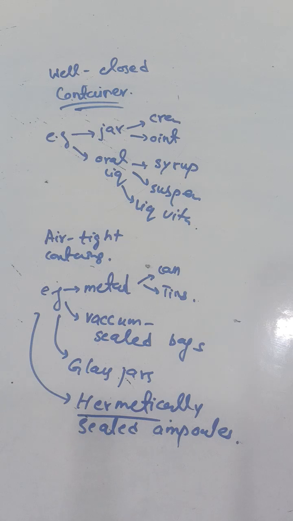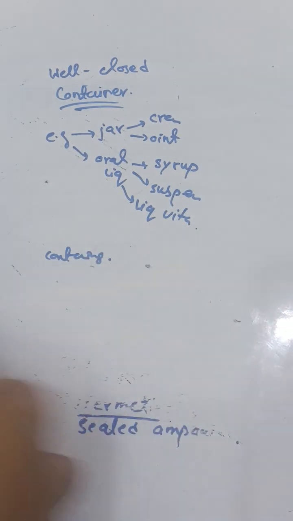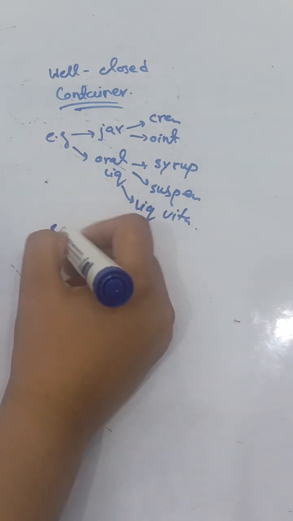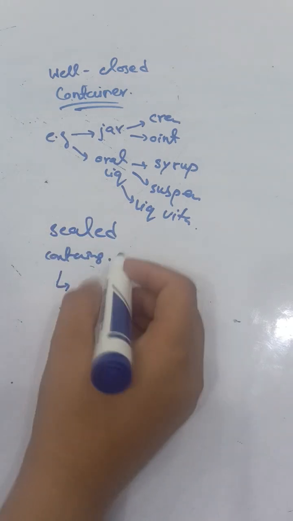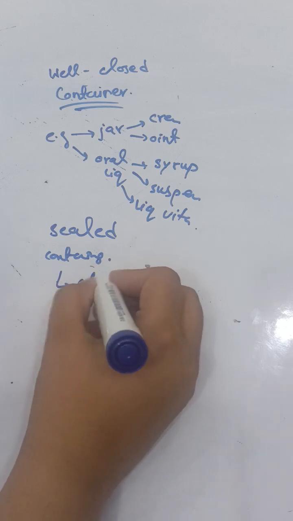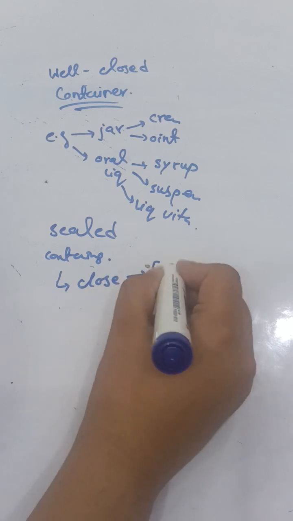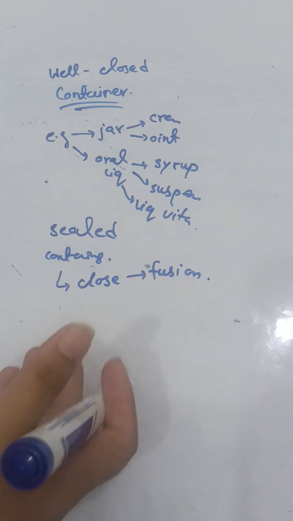Okay, so after that, the next type is the sealed container. Mostly you see that every container is similar to each other, with little difference between them. Sealed containers are actually closed by fusion. So the closure is different, the mechanism through which they close is the fusion process, the melting process. A lot of glass vials are sealed that way.